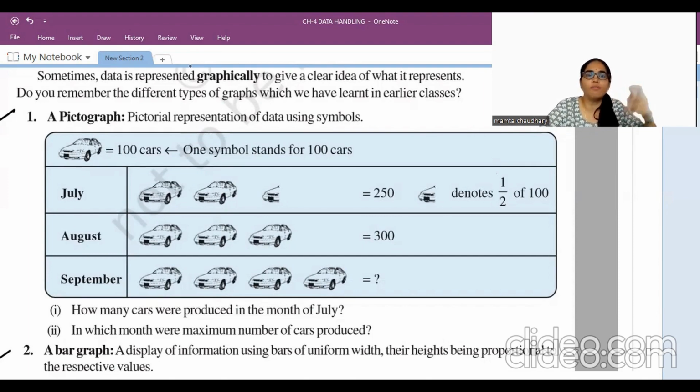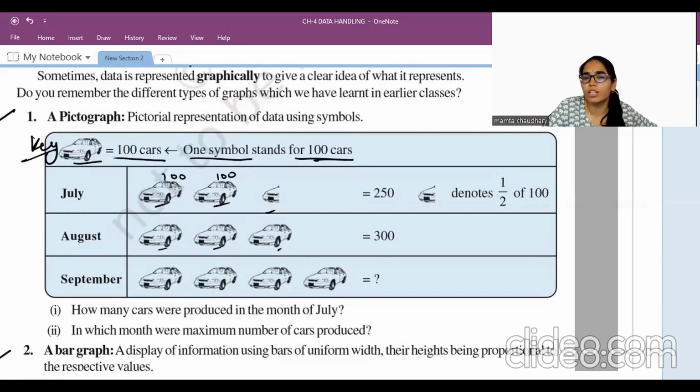Now in a pictograph, what we do, some pictures will be there, and you will get a key. Key means where it is mentioned what that picture is showing. Like here it is the key. Why? Because this one car equals 100 cars. It means this one symbol stands for 100 cars. So here you can see 100, here 100, but here it is half. Half means what? 50. So total 100 plus 100 plus 50, 250 cars.